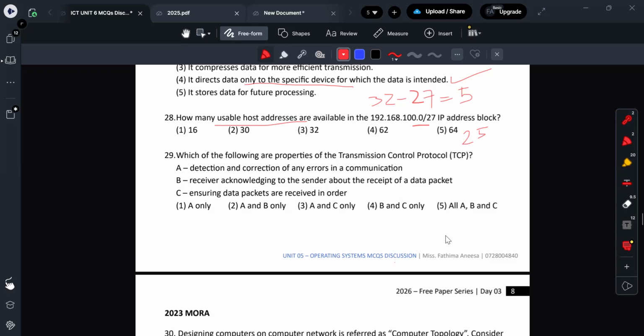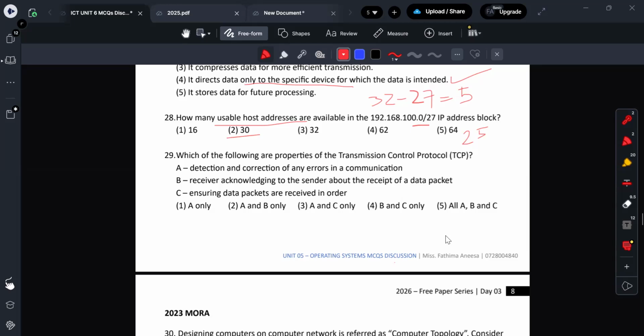Now in any subnet, you deduct 2 addresses. Why? One for the network address, which is known as the first address, and another for the broadcast address, which is known as the last address. And in the question they are asking usable. So to calculate the usable from the total addresses, we have to deduct 2. One is for network, one is for broadcast. So 32 minus 2, the answer is 30.